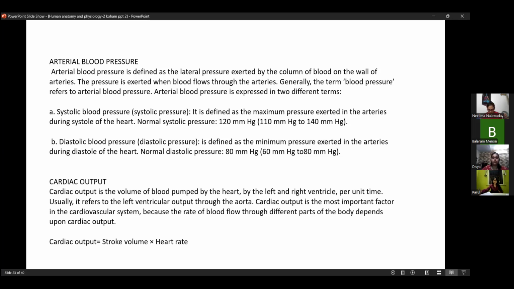How much amount of blood is given out from the left ventricle? So how are we calculating it? Total per minute from the left ventricle is 5 liters, that is 5,000 ml. I will send it to you afterwards. Here it is not written, but the formula is written. Cardiac output is stroke volume multiplied by heart rate. And what is stroke volume, that we will see.